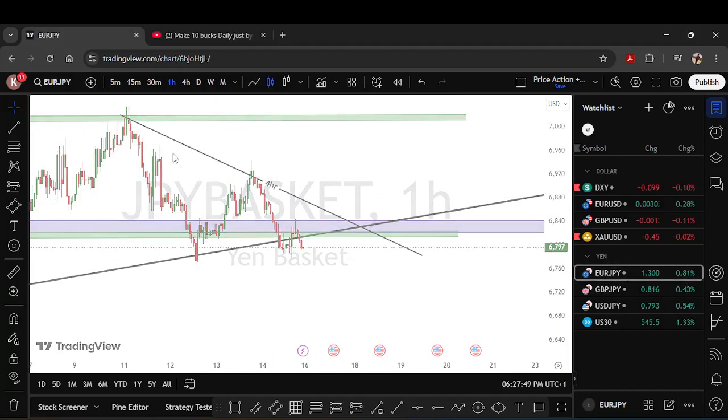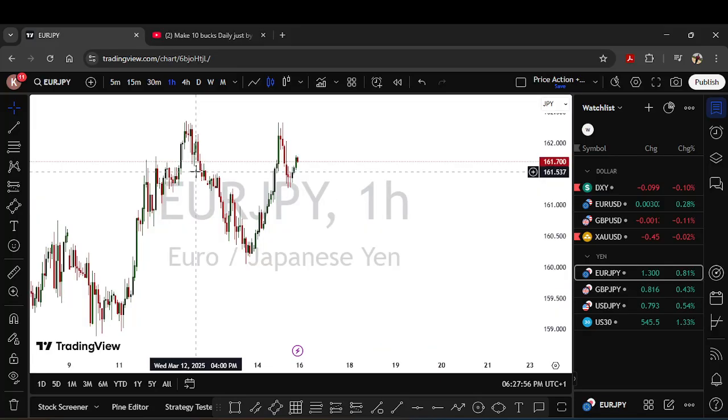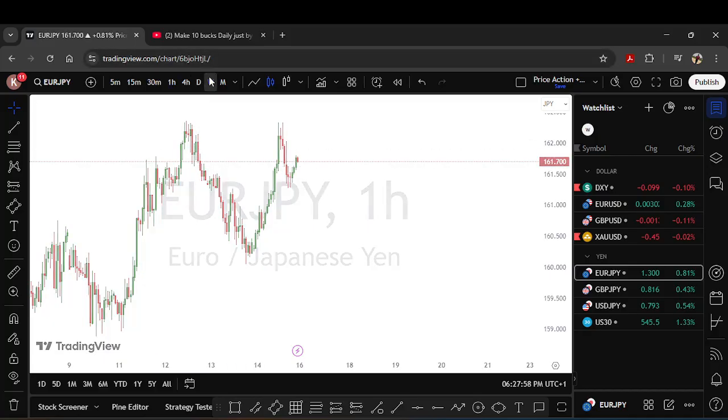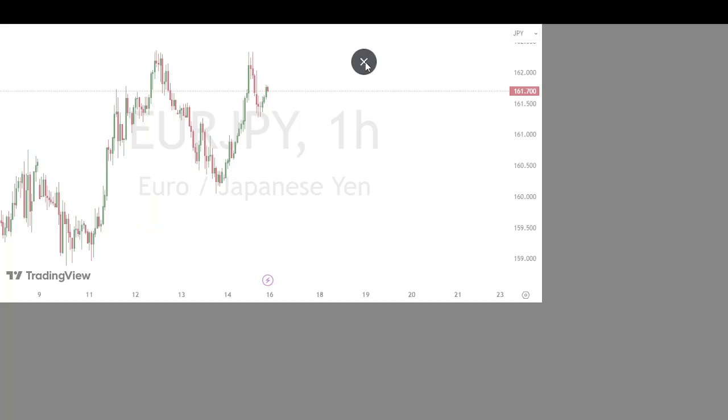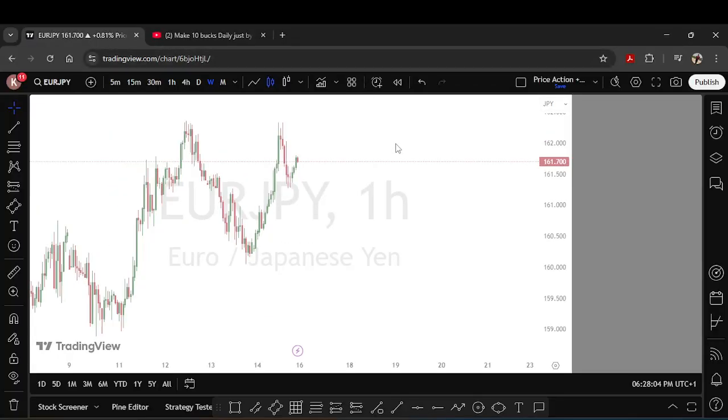Let's start from EURJPY. It's very clear on the yen basket. Let's check out if the same confluence is made on the EURJPY, because they're usually just the opposite. The yen index is the opposite of the EURJPY. Just like how EUR is the opposite of the DXY, and the DXY is the opposite of EURUSD. Sorry guys, this network is kind of fluctuating here.